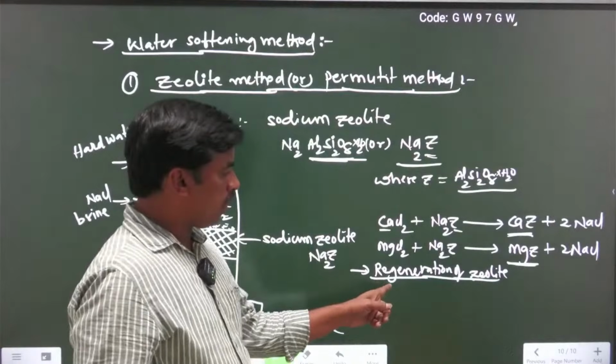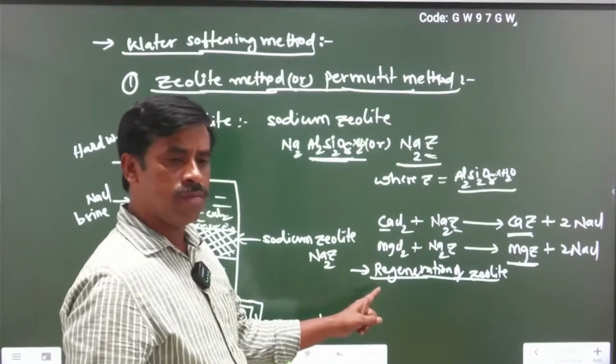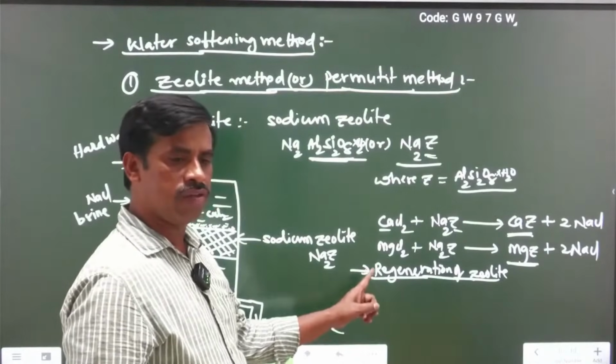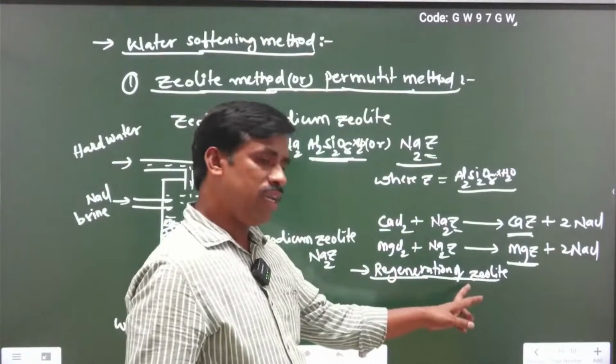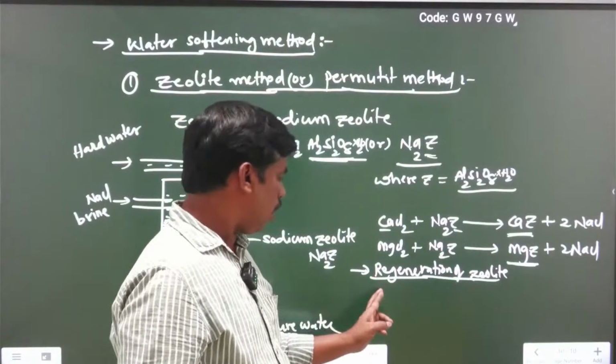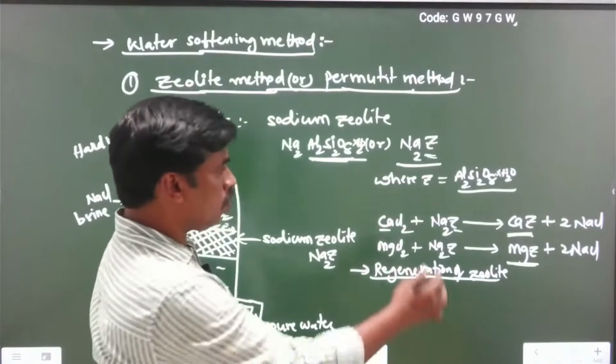Here, how to regenerate zeolite? Sodium zeolite resin is regenerated by the addition of brine solution. Addition of brine solution. How to regenerate?